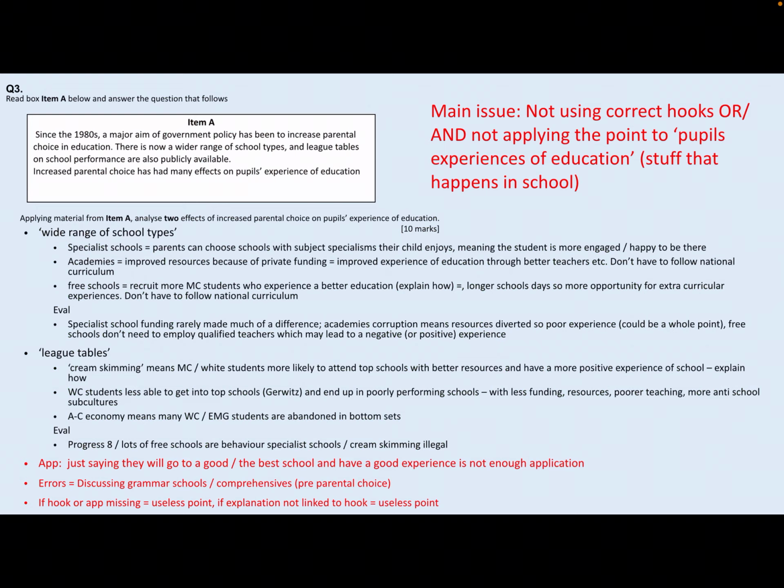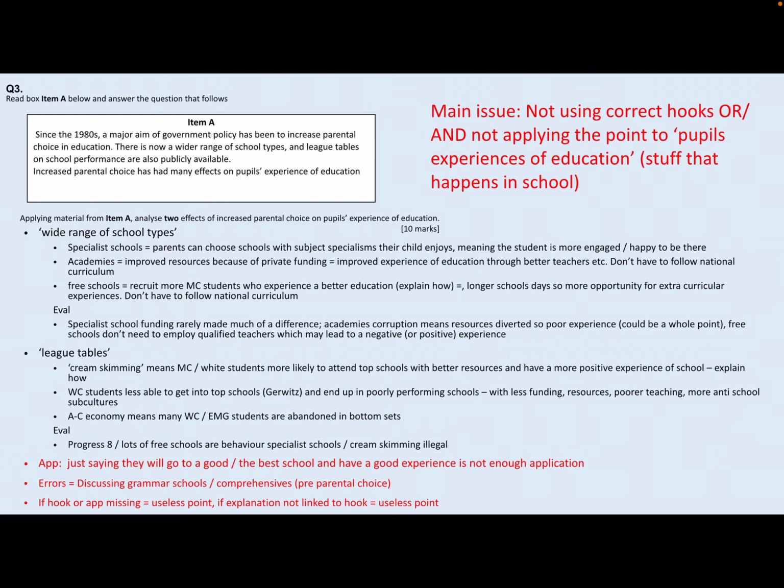And this is the big one, not actually applying what you said back to the point on pupils' experiences of education. So what actually happened to pupils when they were in schools because of the hook that you used. So I've written quite a lot for this one, so apologies it's a bit small.